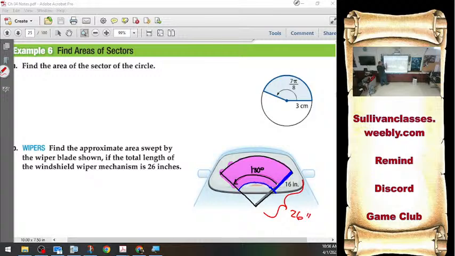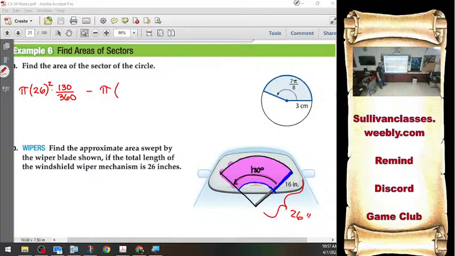I'll do both. They're not hard. So I'm going to have pi r squared times x out of 360. That's the entire area that the arm mechanism moves over. I have to subtract the area I don't care about.